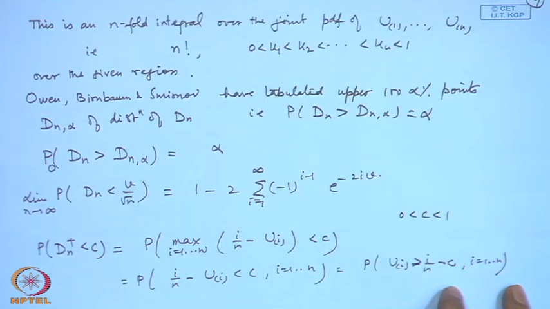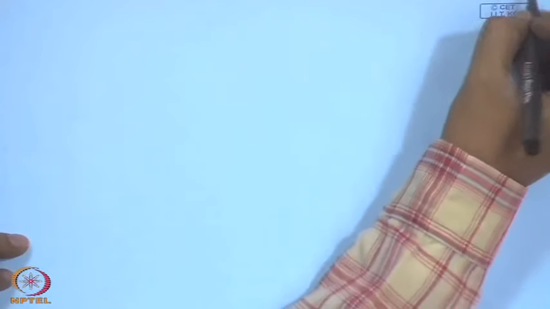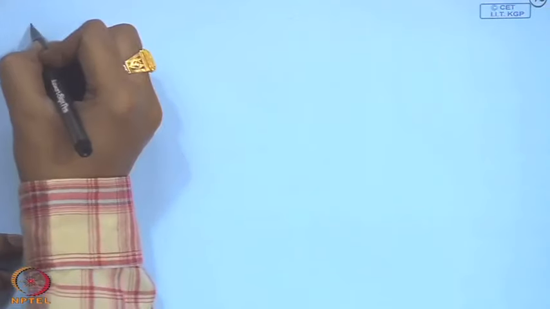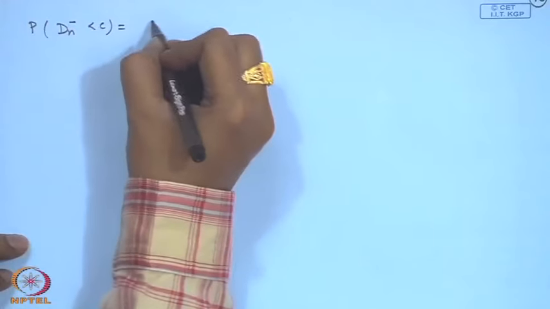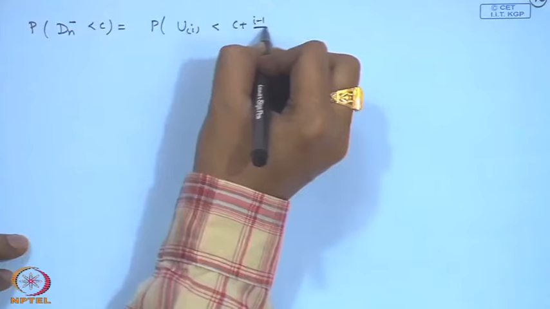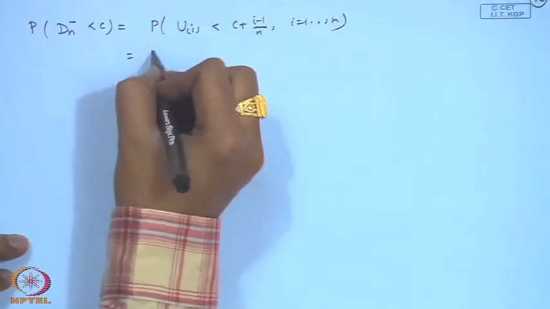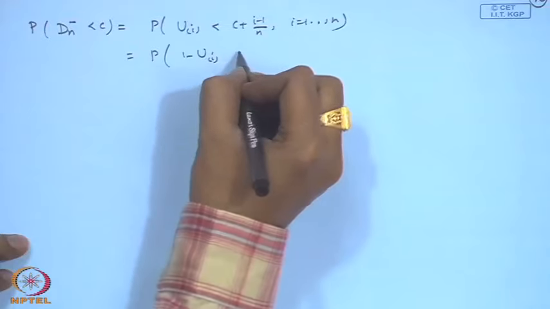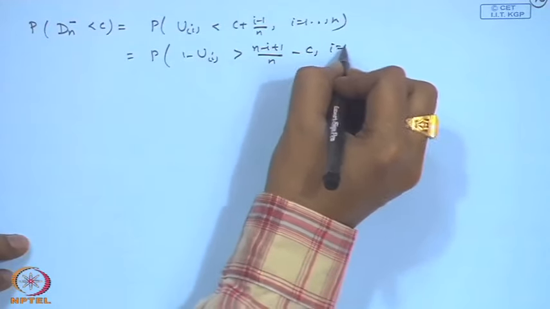Similarly, if we consider d_n^- less than c, then this will be u_i less than c plus (i minus 1)/n, for i equal to 1 to n. That is equal to the probability of 1 minus u_i greater than (n minus i plus 1)/n minus c, for i equal to 1 to n.